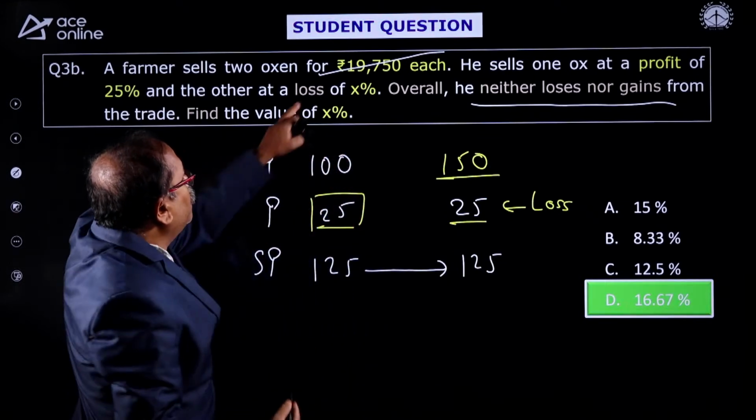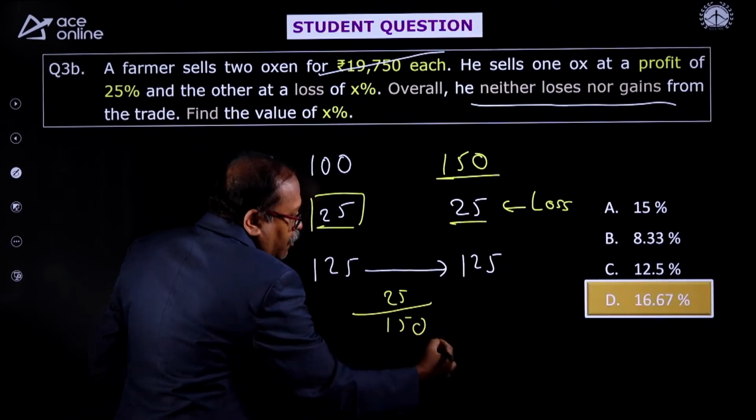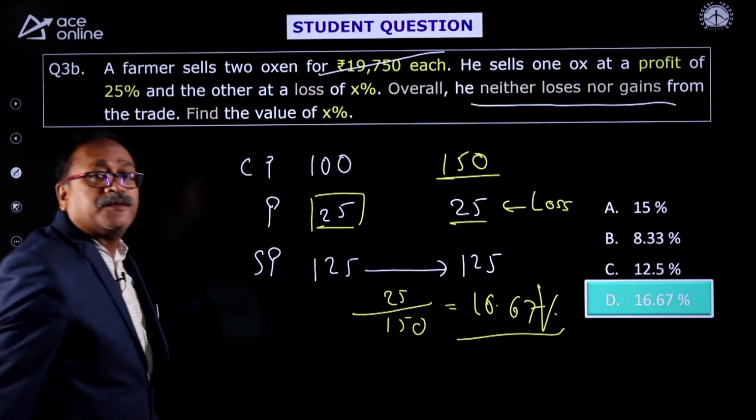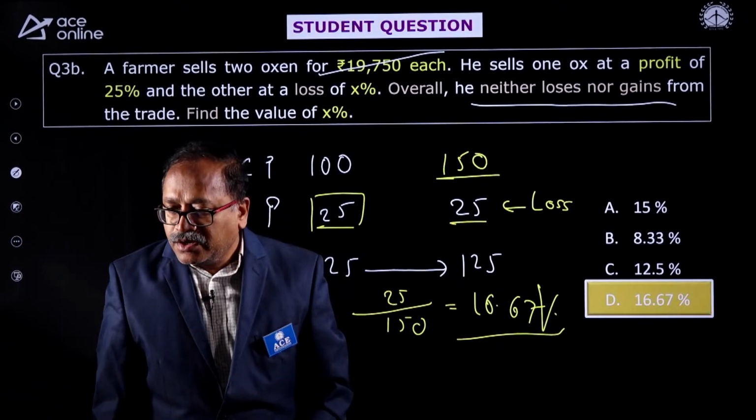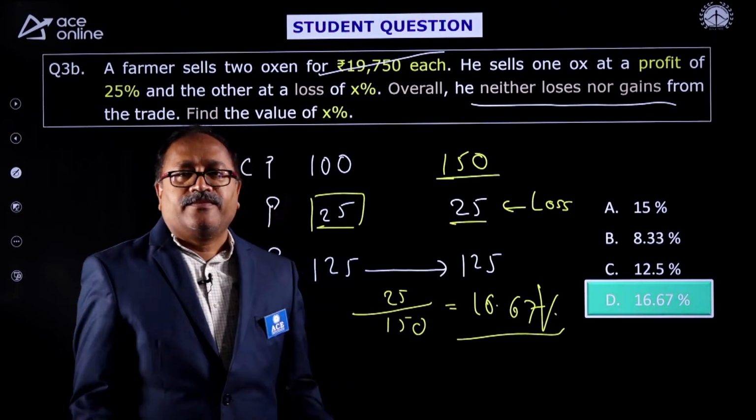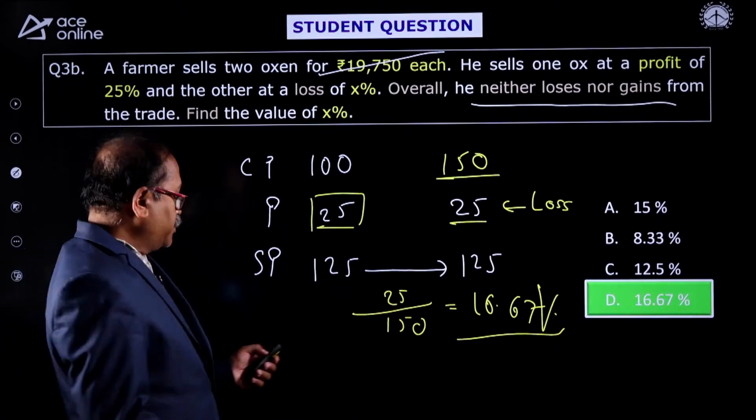This is your cost price, and this is your loss. So what is your loss percentage? The loss percentage is 25 over 150, which is 1 by 6, that is 16.67%. Done. Well done. So I'll move on to the next question.